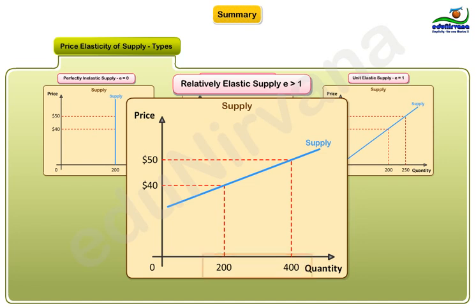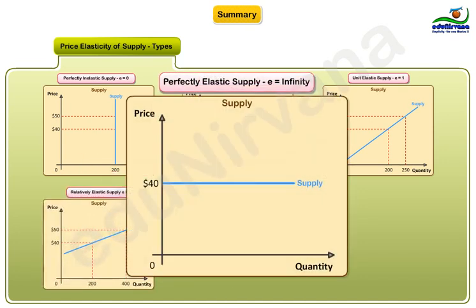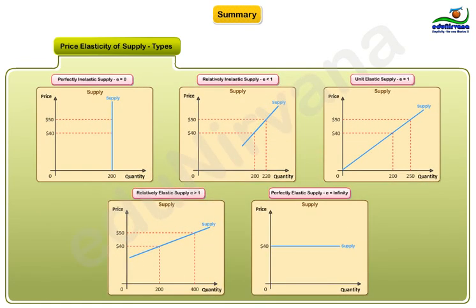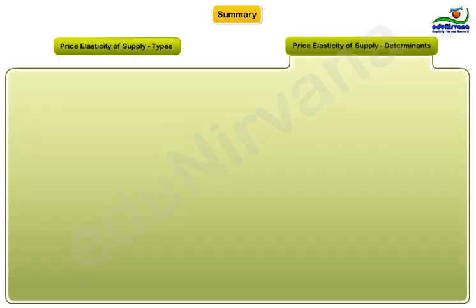Perfectly elastic supply, E is equal to infinity. This scenario is when even a minimal change in price drastically changes the supply quantities. The discussion then moved on to determinants of price elasticity of supply.